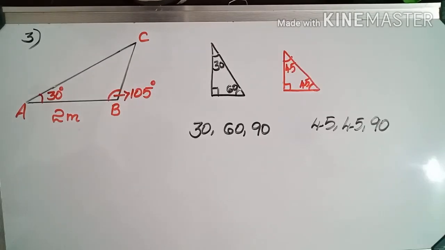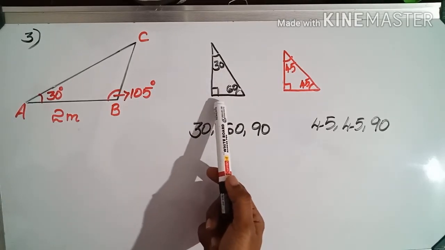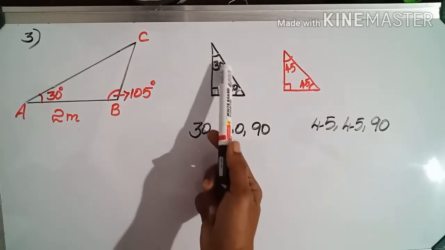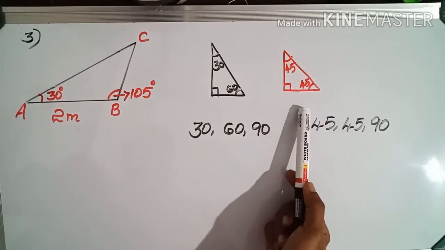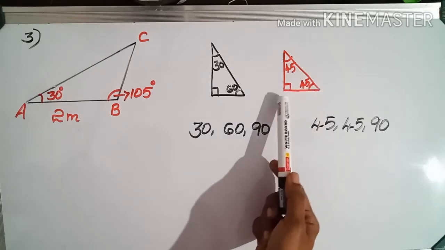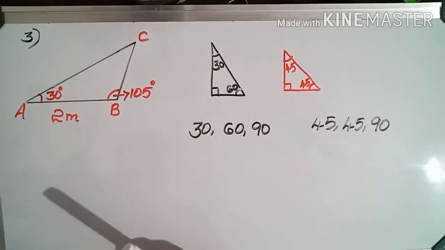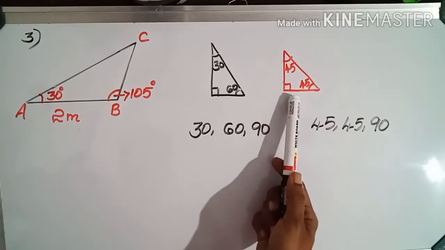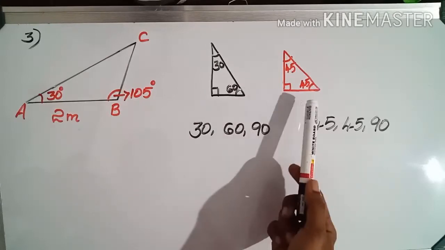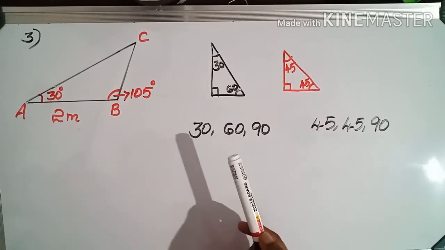Here we have to consider two types of right triangles. The first right triangle has angles 30, 60, 90. The sum is 180: 30 degree, 60 degree, 90 degree. For the second one, 45 degree, 45 degree, 90 degree. Both triangles are right angle triangles because one angle is 90 degree. And for these two triangles, there is one ratio concept.